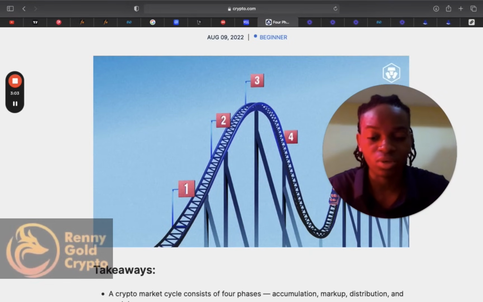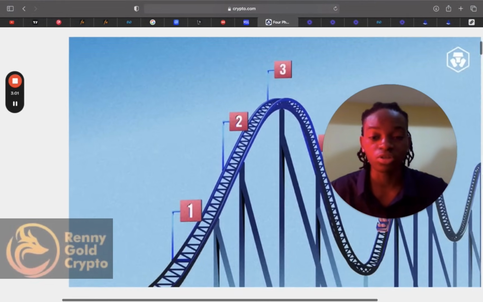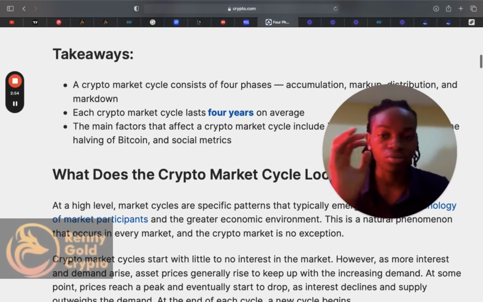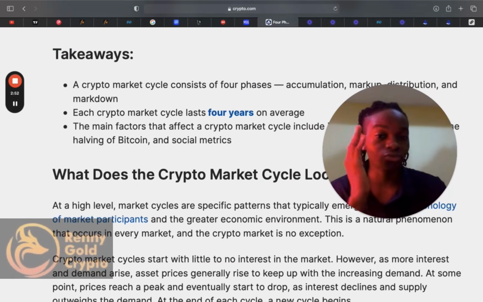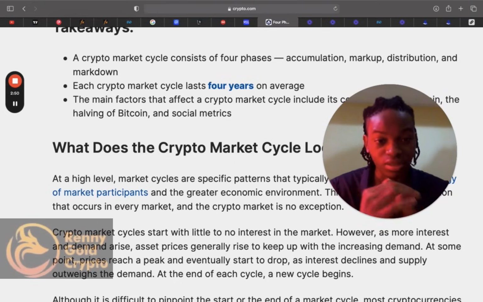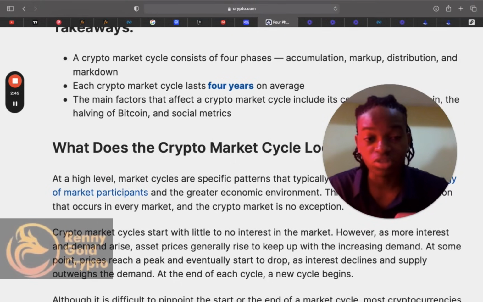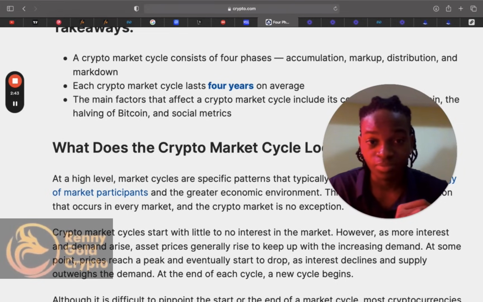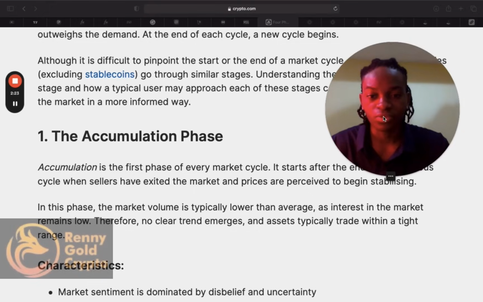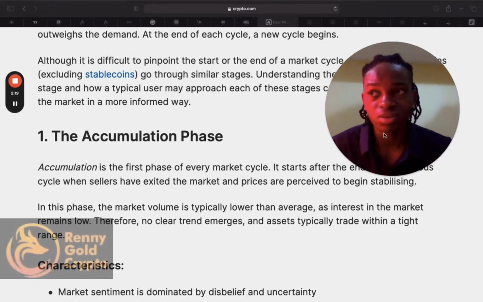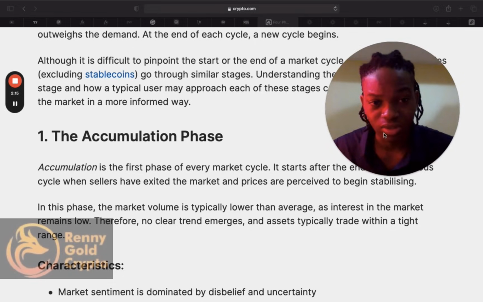So the first phase we have right here is the accumulation phase. As you can see right here, this is the accumulation phase, but keep in mind that we have about 4 phases. The first one is the accumulation phase, the second one is the markup phase, the third one is the distribution phase, and the last one is the markdown phase. The first phase is something you guys already experienced, what happened during the Luna crash, right?